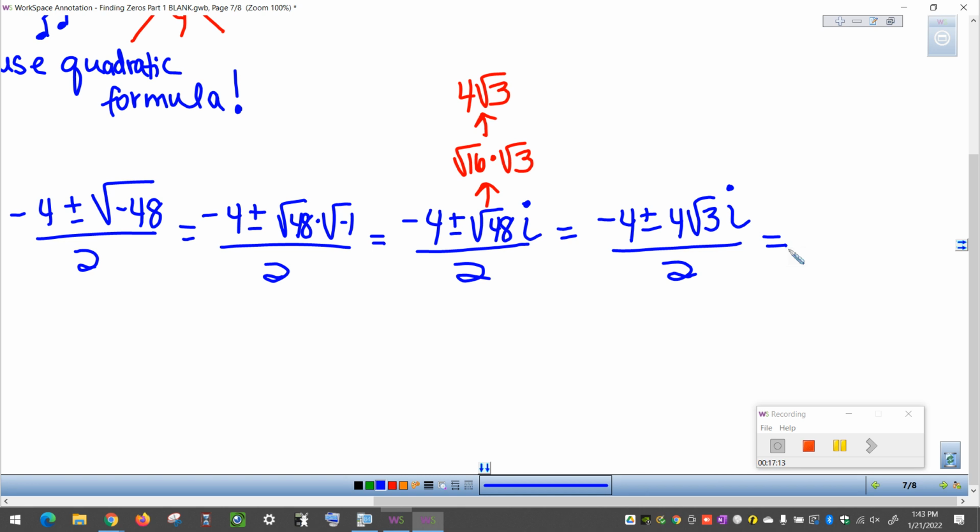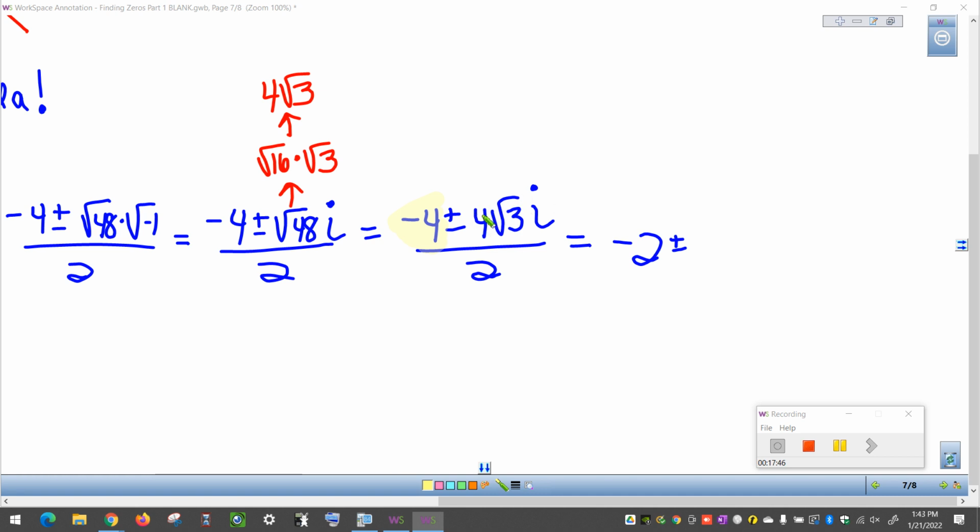All right, now the final thing we can look at, notice how both of the elements on the top can be divided by 2. They both involve a 4. We can actually do that to simplify the final piece down. So taking the first element on the top, which is negative 4, we're going to do negative 4 divided by 2, and that turns into negative 2.